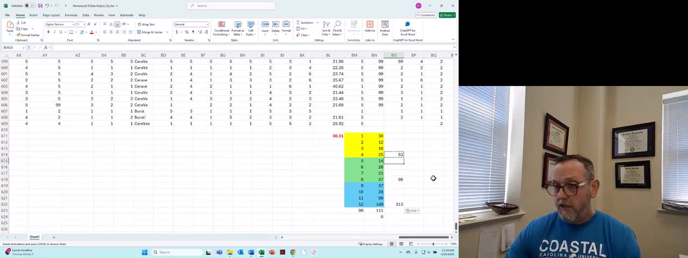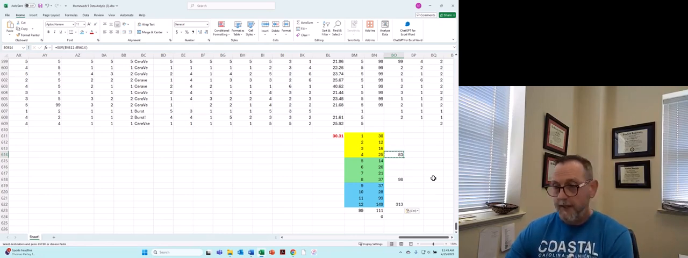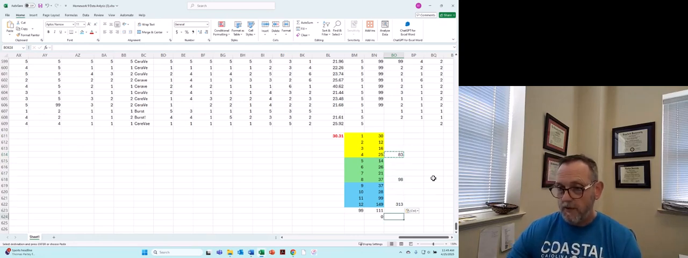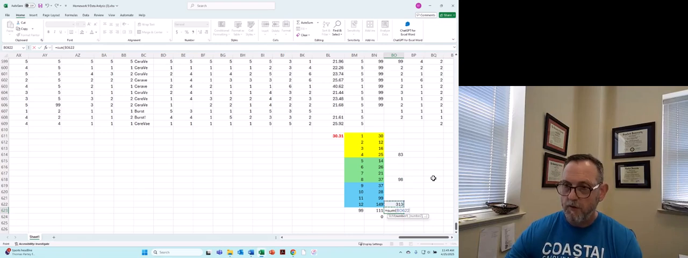Okay, so that's our count, the frequency count. The question is, what percentage or what proportion of our sample is in each range? So what we need to do is know what the total number is, so we'll just sum up the total here.